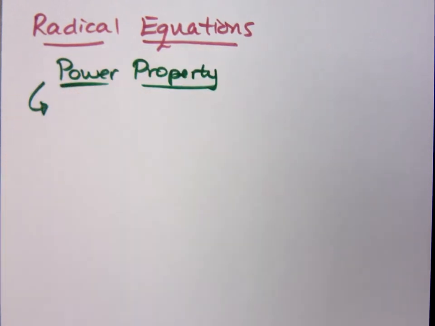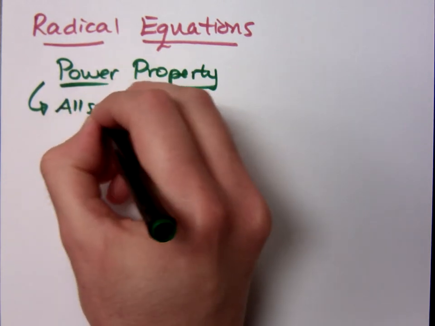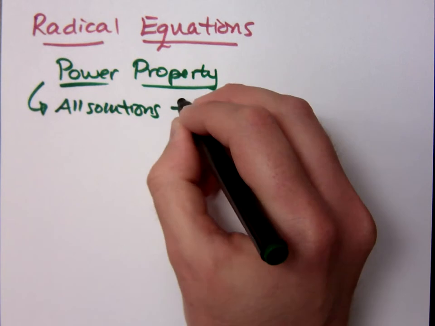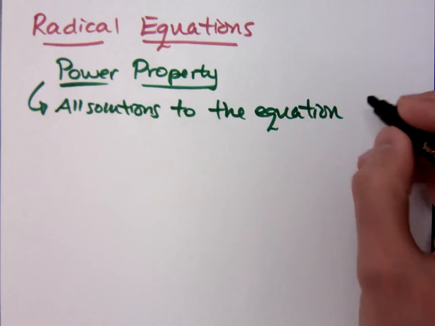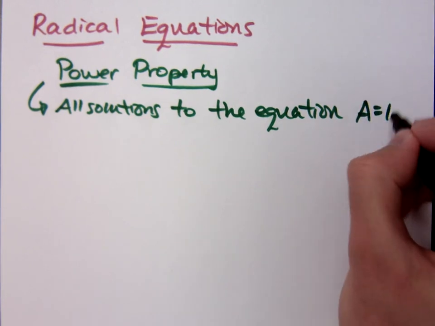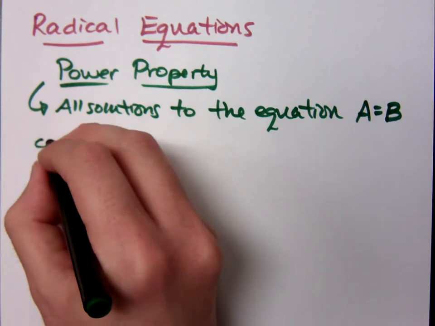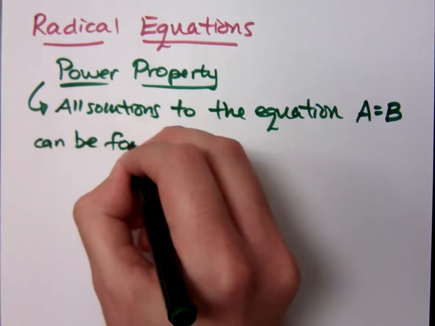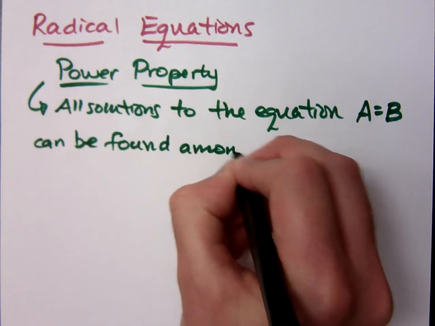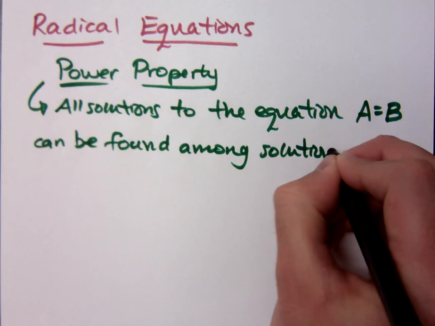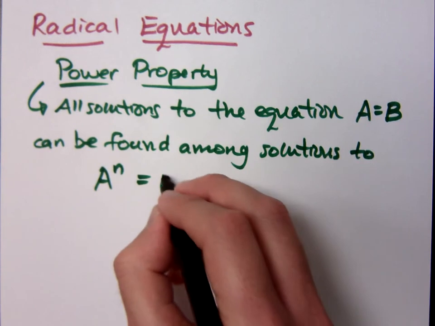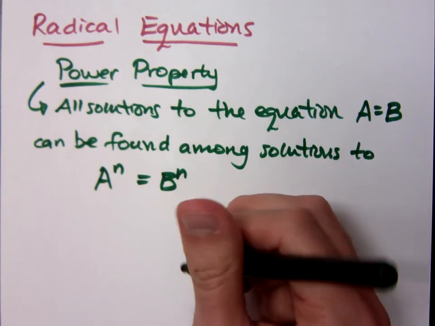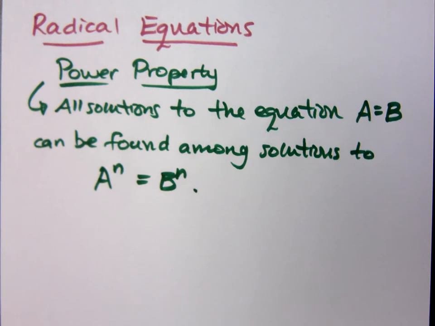The power property says the following. It says all solutions to the equation A equals B can be found among solutions to A to the n equals B to the n. So basically what this says is that we can raise both sides of the equation to the same power.